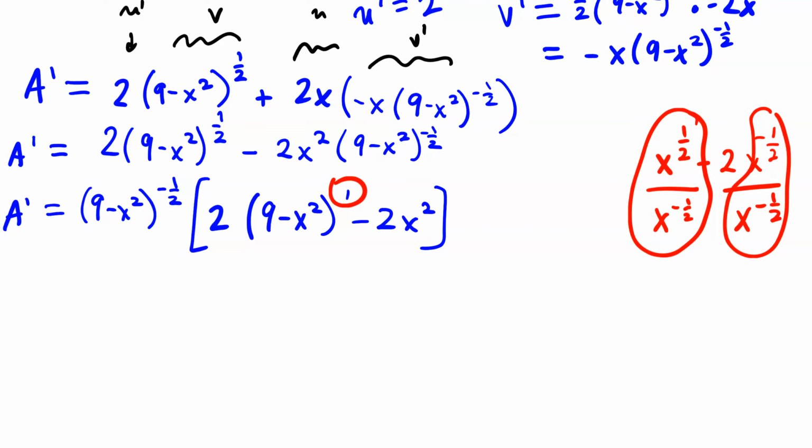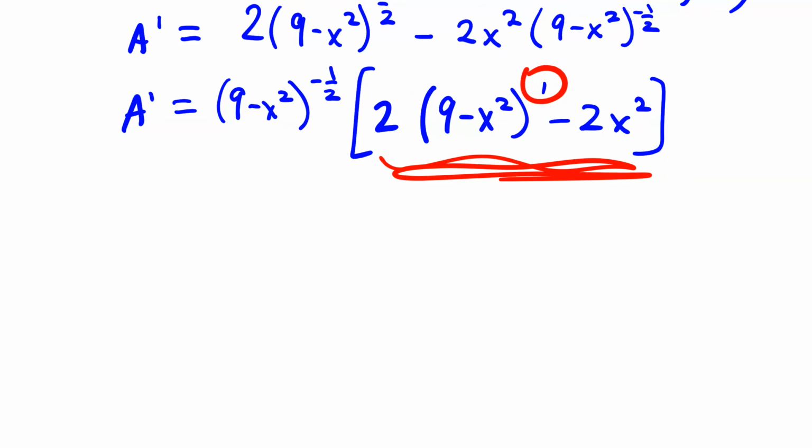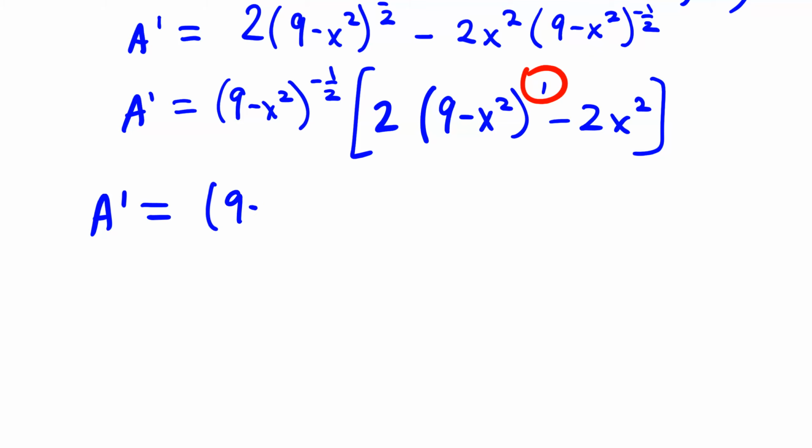Okay, so we're good, mostly. This whole inside is polynomial-ish. Just algebra, just do the algebra. So I'm going to write this as 9 minus x squared to the negative 1/2 times 18 minus 4x squared.